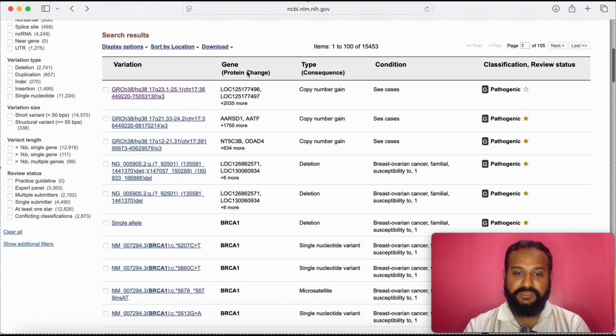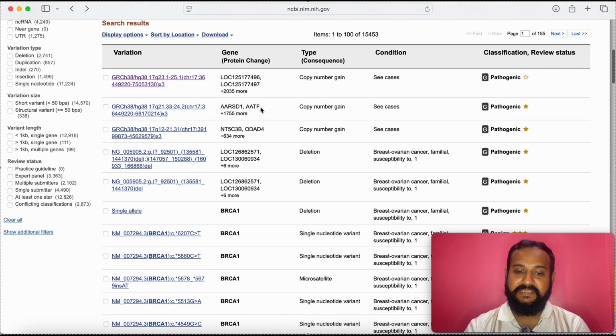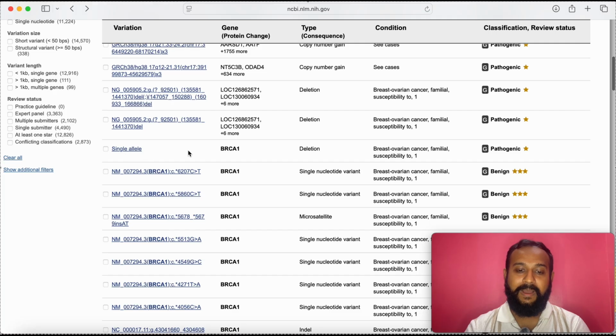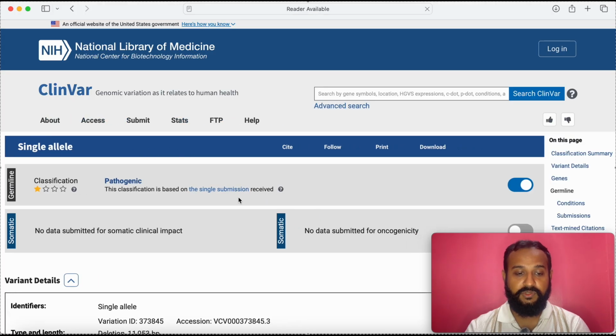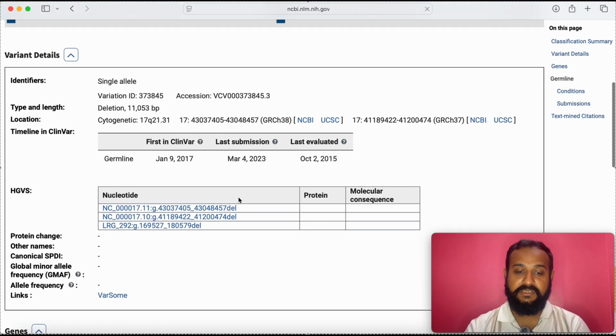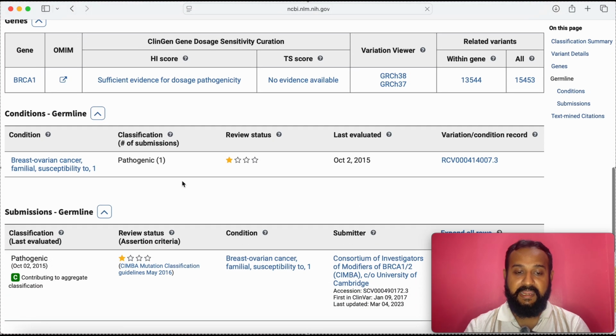Apart from that, this is protein change specific, but if you want to go by single allele also, you can go by this. So this is a deletion. I was talking about the insertion and deletion. Let's suppose we are talking about this one. This is a deletion kind of variant, and here you can see this is also pathogenic, causing the condition breast ovarian cancer, familial, basically running in the family.